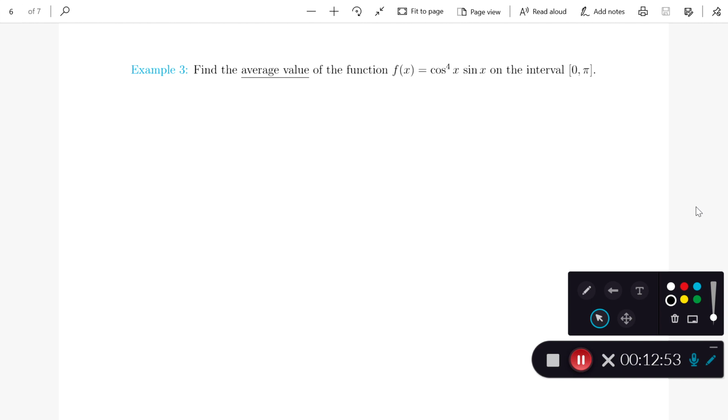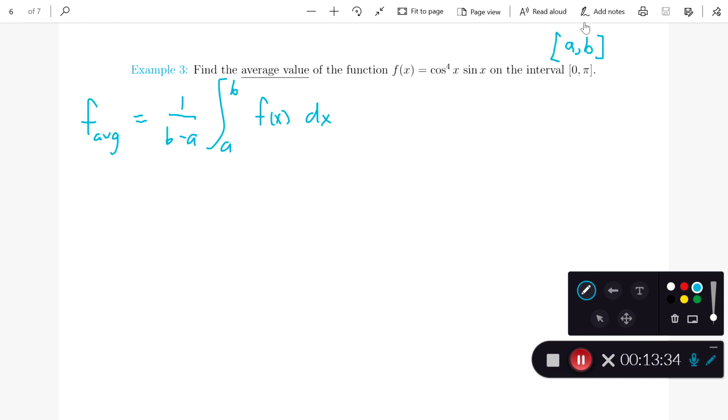All right, so here's another example. Let's take a look at this example. Remember the formula for the average value of a function, which we've been doing in all these examples. 1 over b minus a, integral from a to b, f of x dx. And of course, in this case, our lower bound on the interval is 0, and the higher bound, our b, is pi.